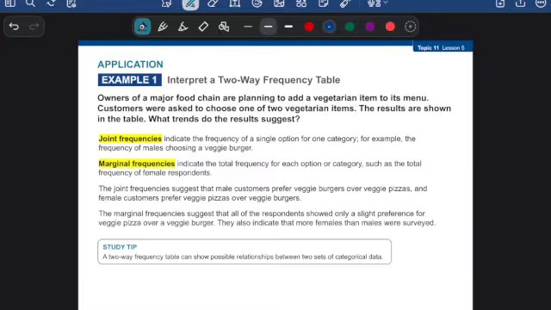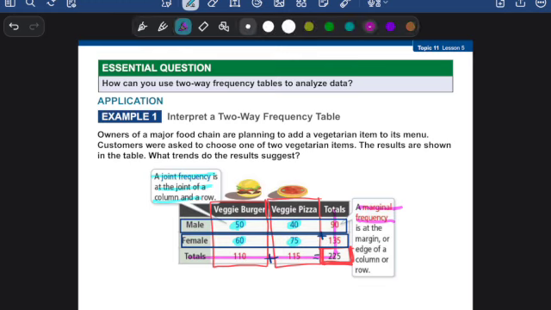So the joint frequencies suggest, if I'm looking at the joint frequencies, out of everyone, 50 males preferred veggie burger and 40 males preferred the veggie pizza. And the females, 60 preferred the veggie burger and 75 preferred the veggie pizza. So we can compare those percentages. Even though more females were surveyed, we can still see that out of the total 135 females that were surveyed, more still wanted the veggie pizza.